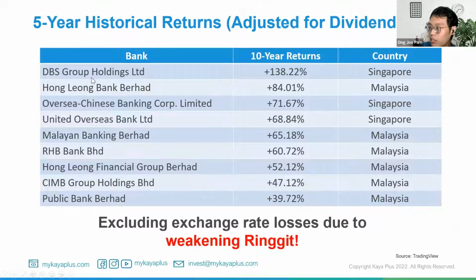5 years historical return, DBS still maintains top. Second place, Hong Leong Bank at 84%, OCBC third place 71%, UOB at 68%, and on the fifth place would be your Maybank at 65%.